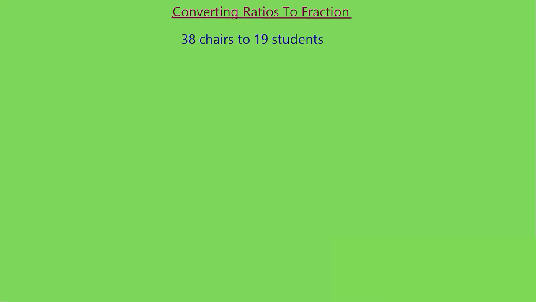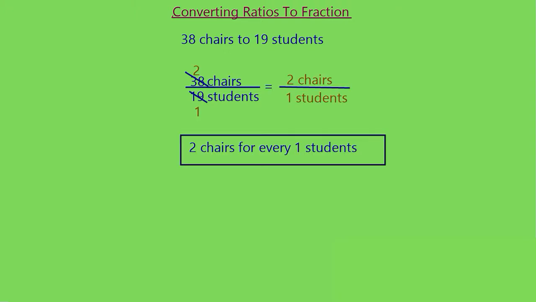Let's write the ratio of 38 chairs to 19 students. Remember that ratios are fractions, so they can be reduced. What's the largest number that could go into both 38 and 19? That number is 19. 38 divided by 19 gives 2. 19 divided by itself gives 1. So we have 2 chairs for every 1 student.